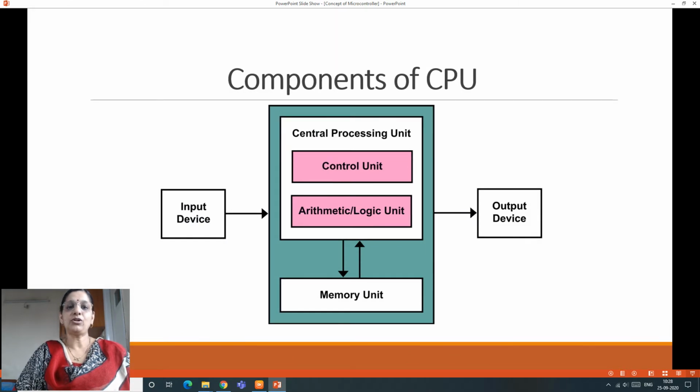So the main components of the CPU are control unit and arithmetic logic unit. Arithmetic logic unit is used to perform arithmetic operations and logical operations. The control unit is used to generate the control signals and to sequence the flow of execution inside a CPU.